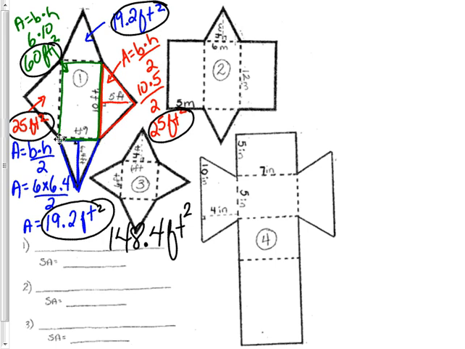Give these others a try, number 2, 3, and 4, and see if you can figure out the surface areas of those nets, and also what figure they would make. When you're done, check your work and see what you get.